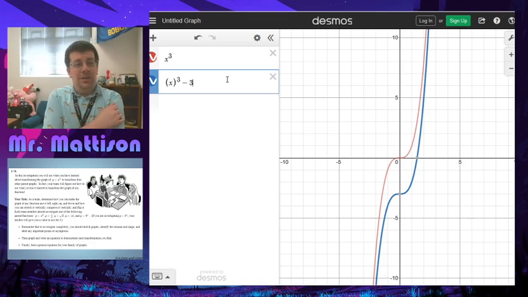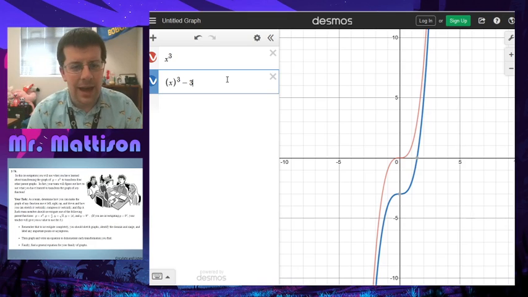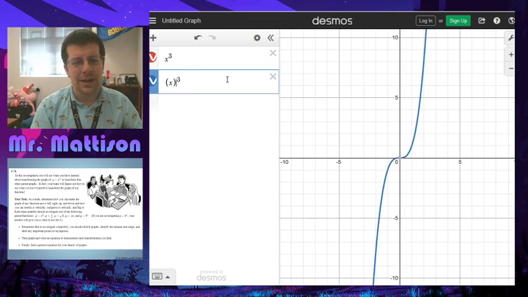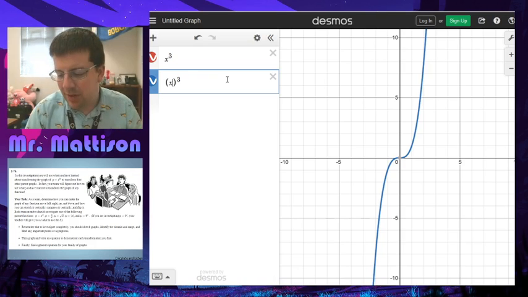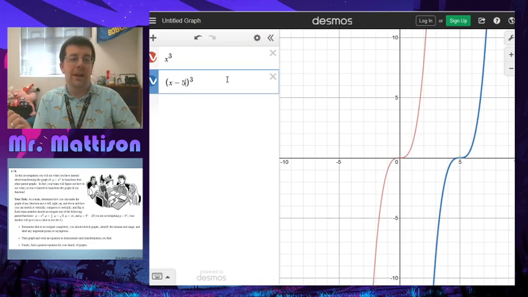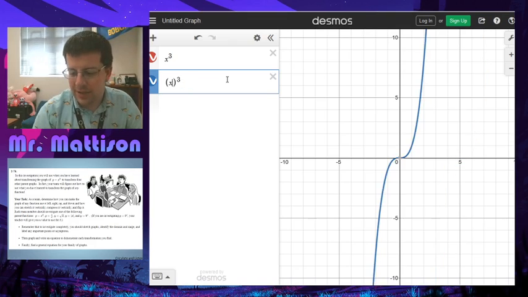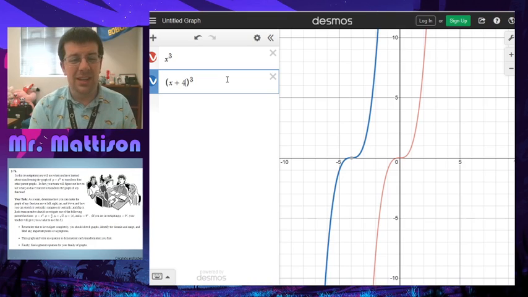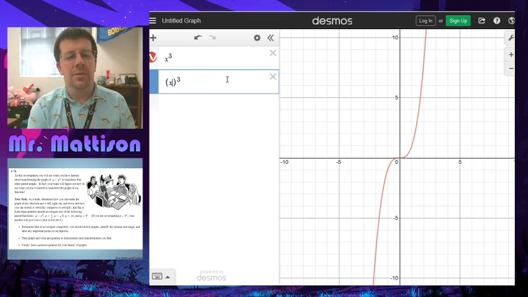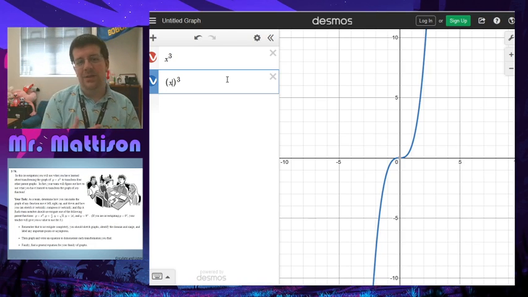So then if I want a horizontal shift, so left or right, I don't put it there, I actually put it on the inside, attached to that x. So that's like our minus h thing, right? So if I put a minus 5 here, I go right 5. If I put a plus 4, I go left 4. So it's going to be the opposite of what you would naturally think, but on the inside there, that's how I go left and right.